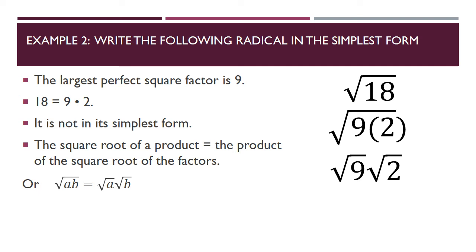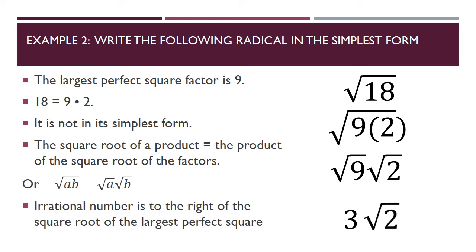I know that radical 9, or square root of 9, is 3. And radical 2 is an irrational number that cannot be simplified anymore. So radical 2 is going to stay the same, and it's going to go to the right of 3. And every time you simplify a radical, the irrational number is written to the right of the square root of the largest perfect square.